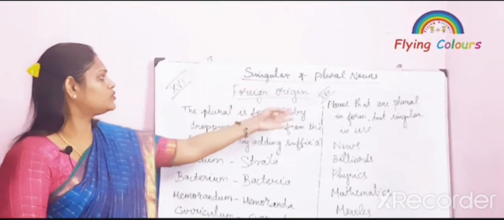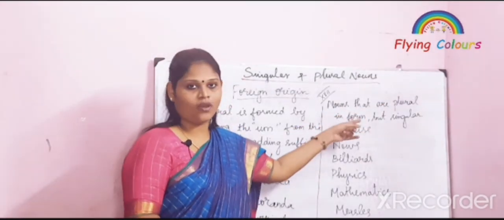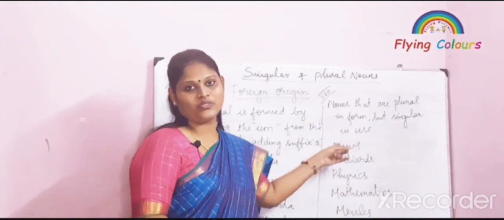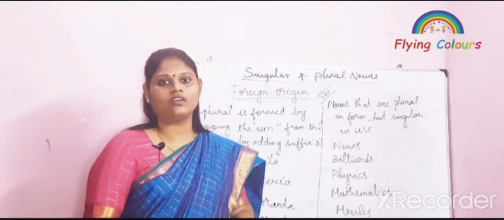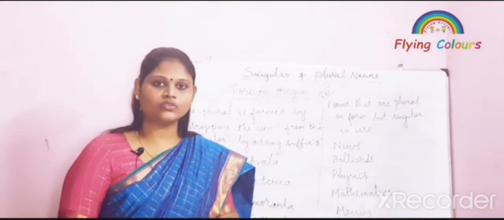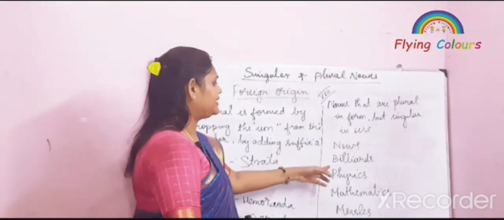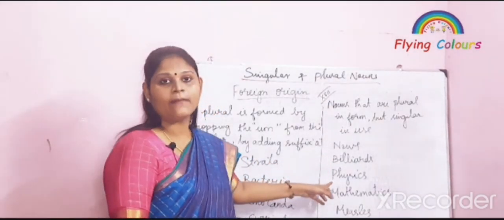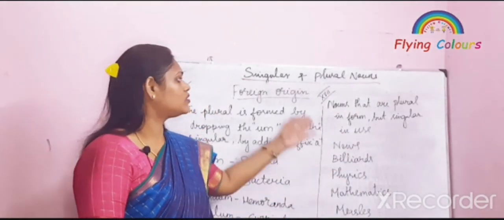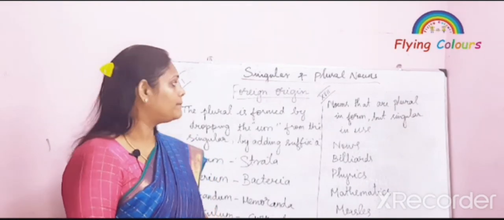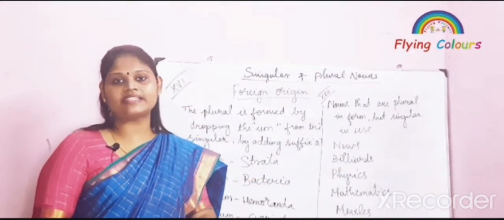So coming to the 17th concept, nouns that are plural in form but singular in use. For example, news. You can't say new. Even if it is one news, or more news, or 100 news, you can say only news. Billiards, physics, mathematics, measles. So these are all examples of nouns that are plural in form but singular in nature: news, billiards, physics, mathematics and measles.